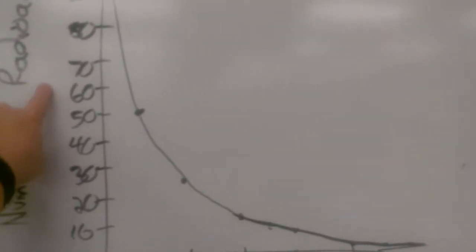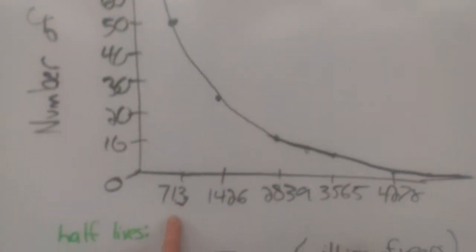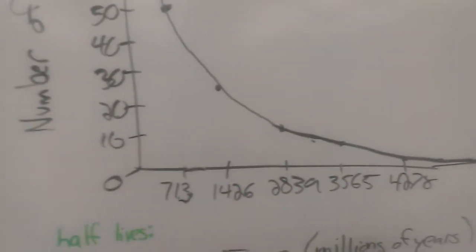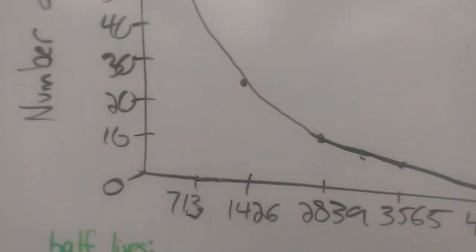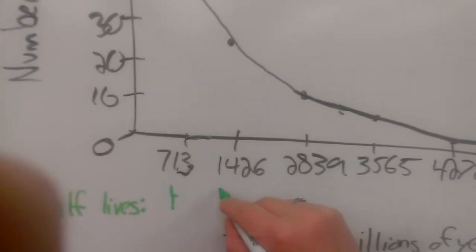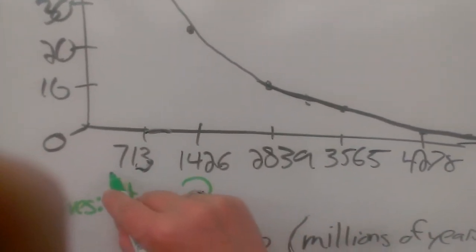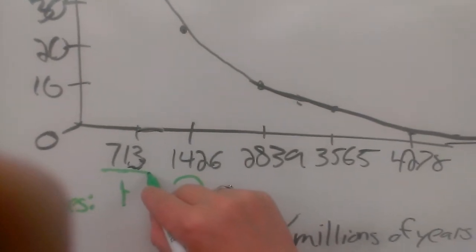So if we look here, here's my number of radioactive M&Ms. If I look at 50, I plot my point at 50 after one half-life, which is 713 million years. So let me go ahead and write that in there, that one half-life. Sorry for the camera pause, my bad. So after one half-life, that's 713 million years. Two half-lives is 1426, because every half-life is the same amount of time. It's always 713 million years.